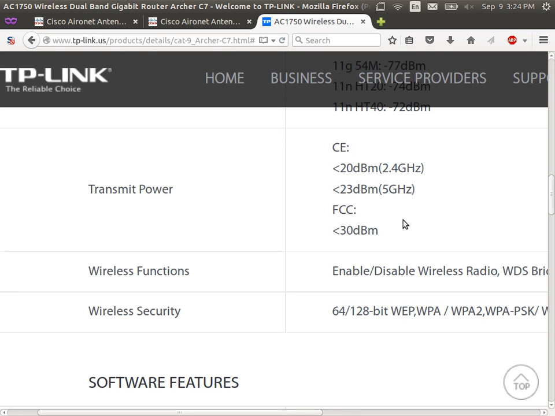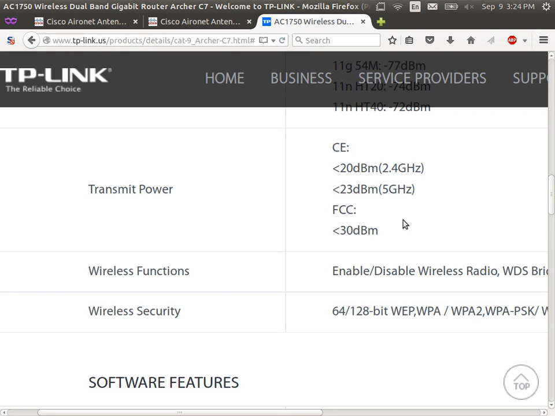20 dBm is 100 milliwatts. Okay, you convert back to milliwatts, which you know from your quiz, is 100 milliwatts. If you use 5 gigahertz, you can go slightly higher, 200 milliwatts. If you're in the US, the US standards control how much you can transmit, and the maximum power level goes up to 1,000 milliwatts, or 1 watt.